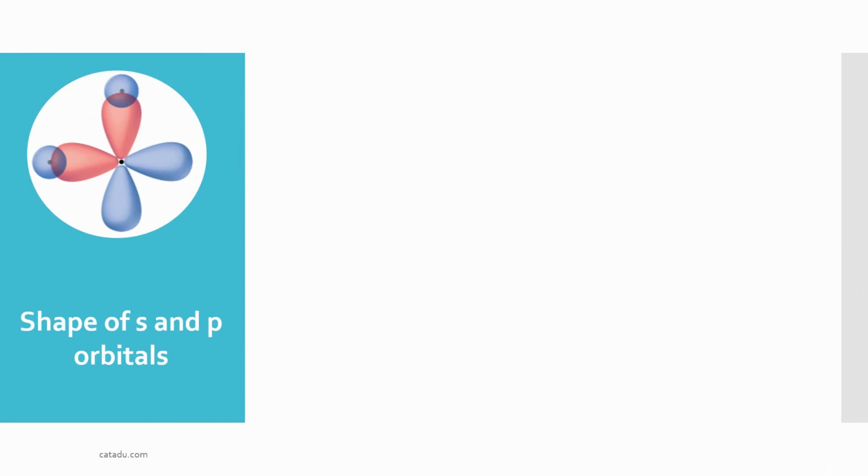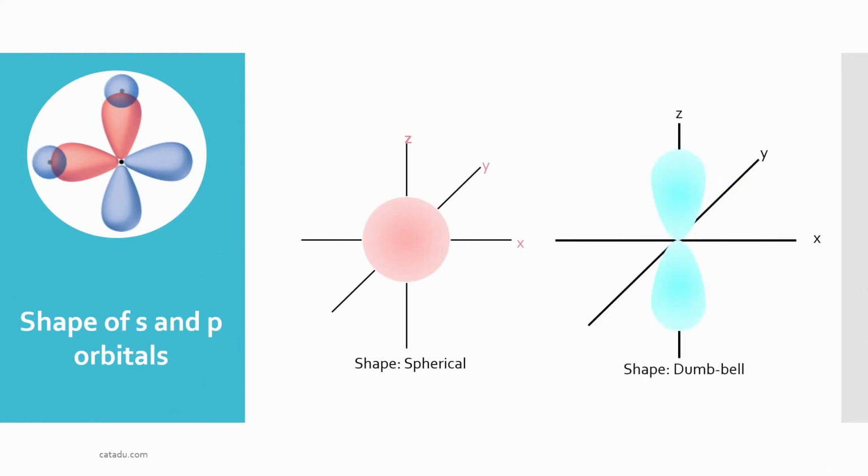The shapes of s and p orbitals. s shape is spherical. The three axes are given: x, y, z. p orbital is dumbbell shape. I am showing here pz. In a similar way you can express px and py.